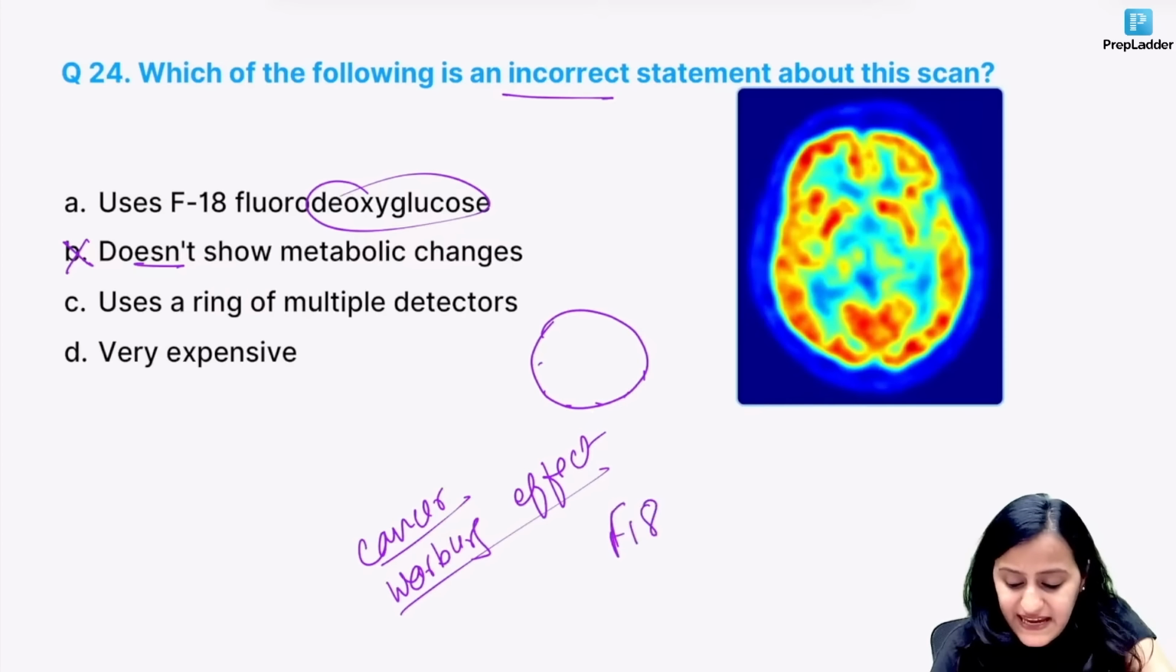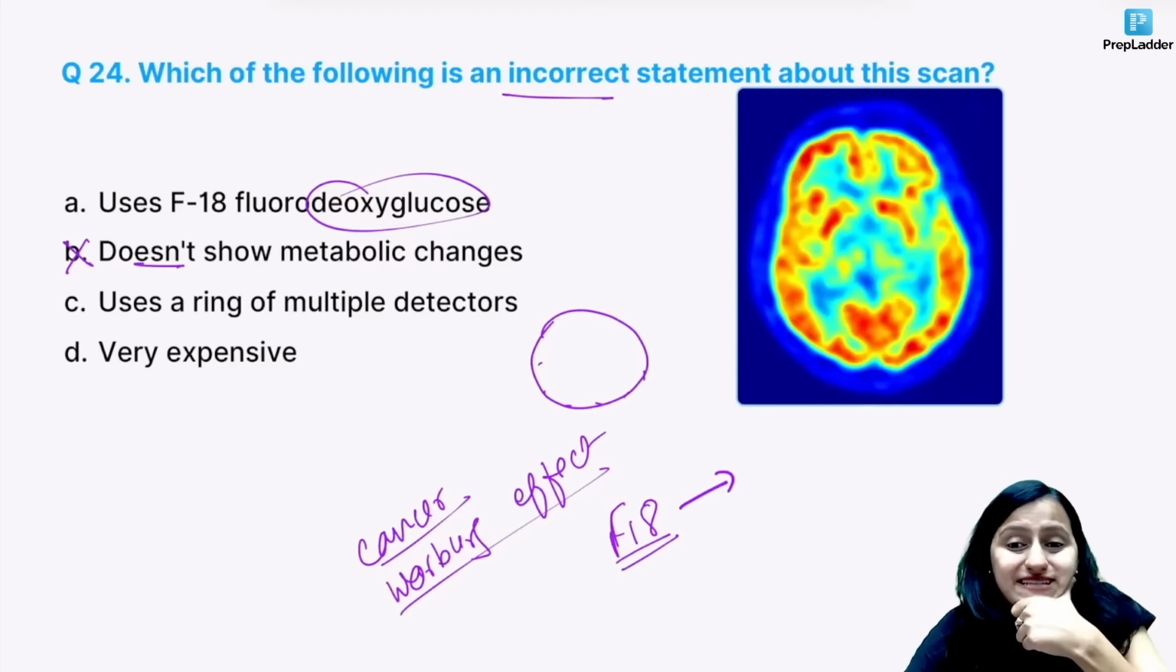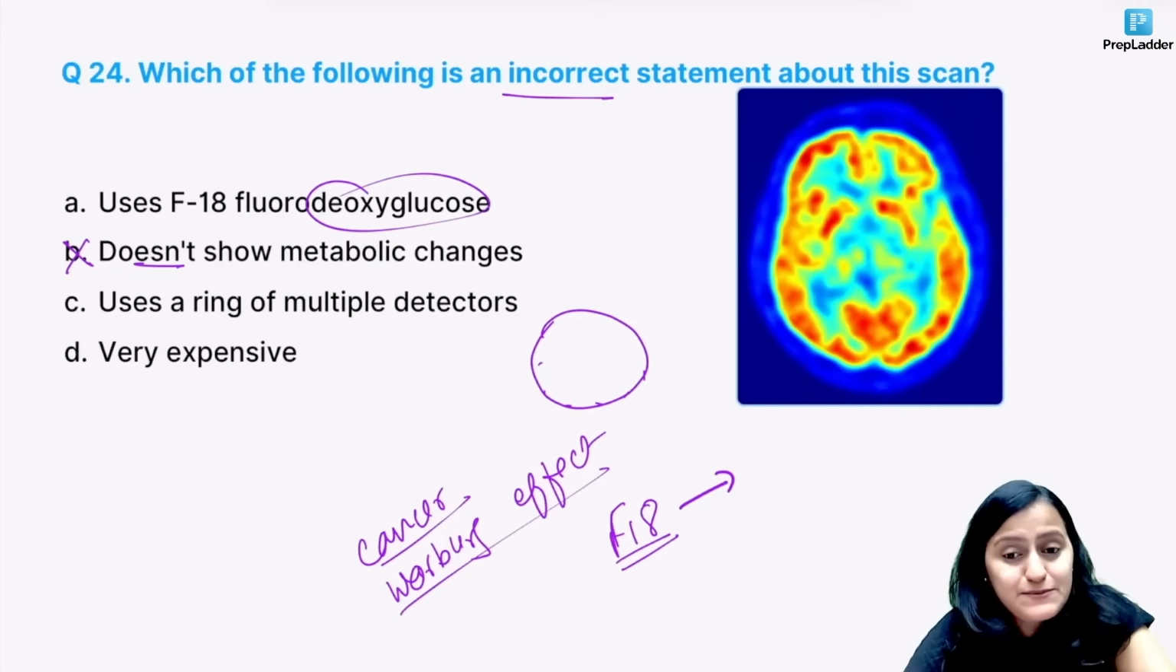Radioisotope is F18. Why F18? Why not technetium that you use in scintigraphy? Why do you want to use F18 only in PET scan? Why is F18 used in PET scan? Yes, why not technetium?